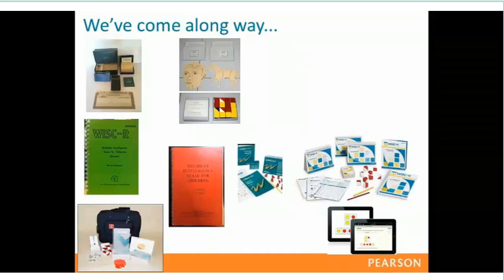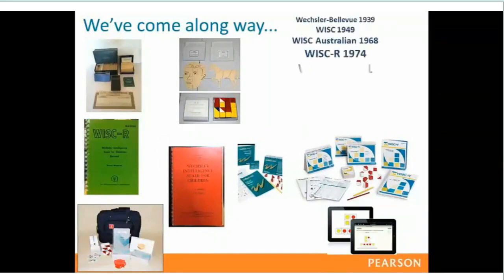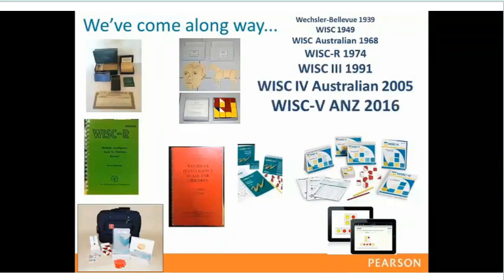You can see some of these very old tests here on the images. This is really going back to the 1930s and 40s, where we had the early work in the WISC from Wechsler. What we have been using up till now is the WISC-IV Australian, which was Australian adapted and normed. One of the differences with the WISC-V now is that it's an A&NZ test. So it's Australia, but also New Zealand adapted and normed. And this WISC-V that we have now was published in March of 2016, so just a bit over a year old now.